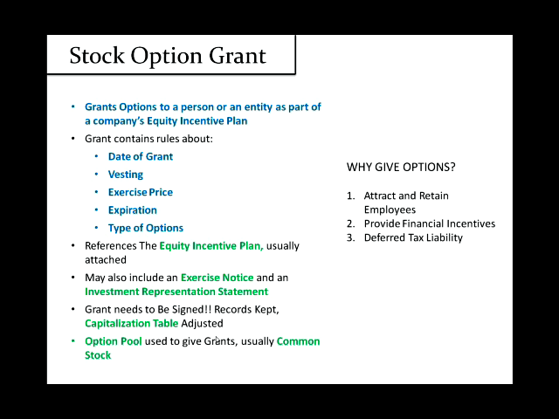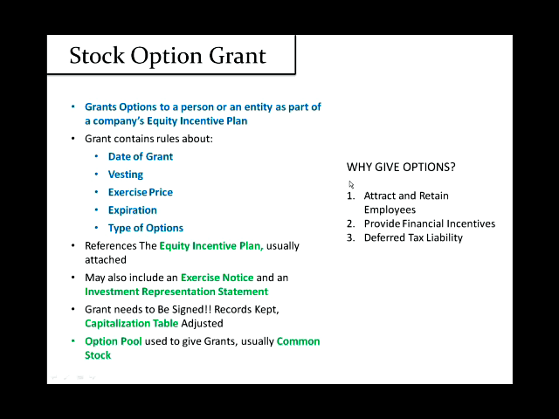Also, where do those options come from? They usually come from something called an options pool inside the company. So a company will reserve a certain number of shares that they will grant as options out of this options pool. And usually those shares are common stock. They can sometimes be preferred stock, but they're almost always common stock.